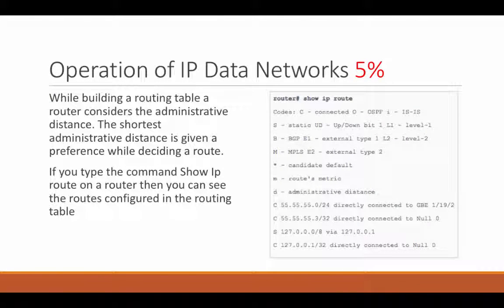So while building a routing table, a router considers the administrative distance, and the shortest administrative distance is given preference while deciding a route. If you type the command show ip route on a router, you can see the routes configured in the routing table. This is the key, and this is what the route should be underneath here. You have C, which is directly connected, and it's on Gigabit Ethernet, port number 19, switch number 2, directly connected, and then that's available via that, and so on.